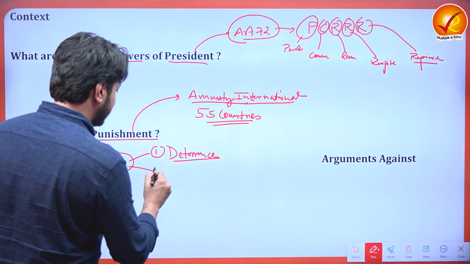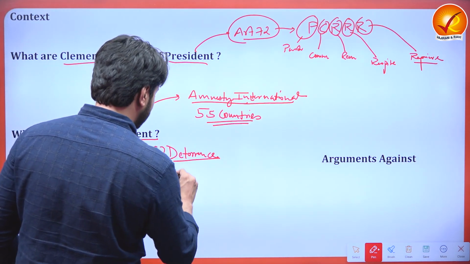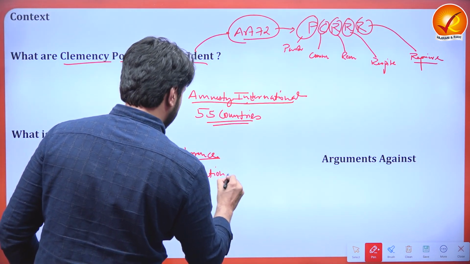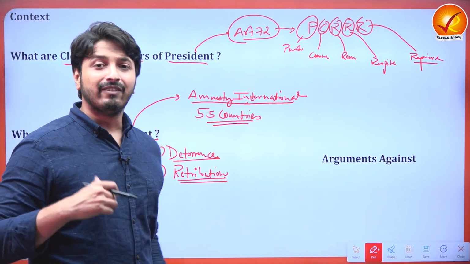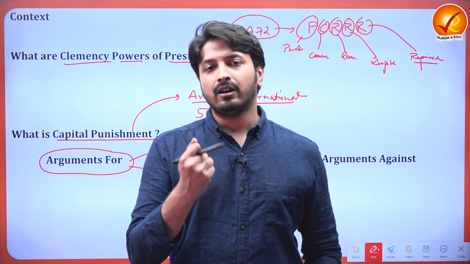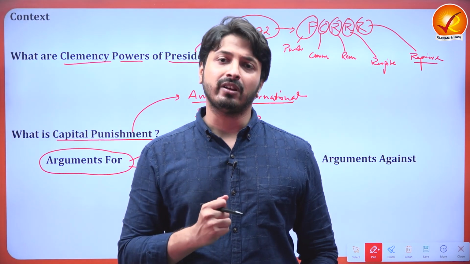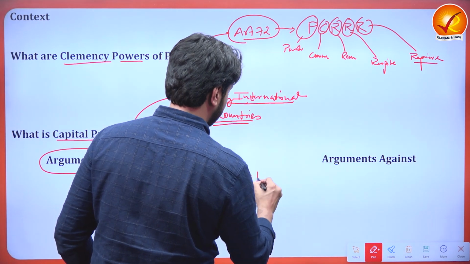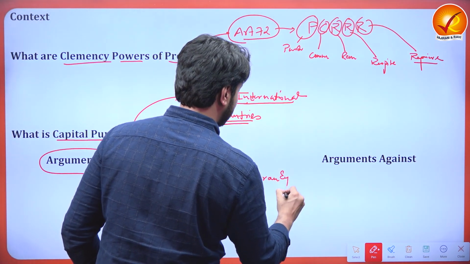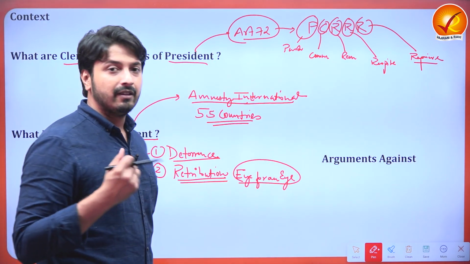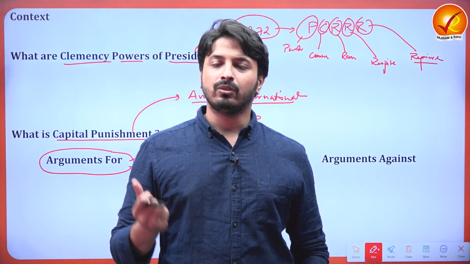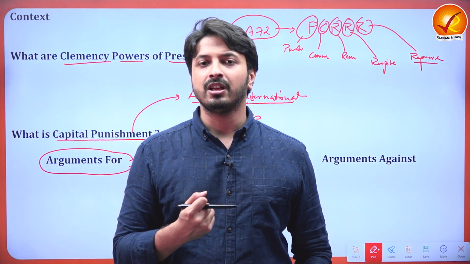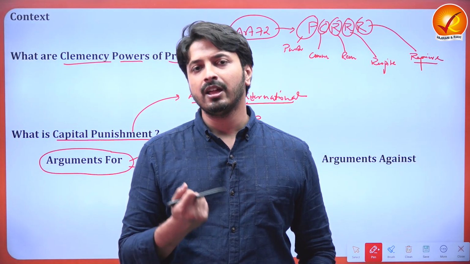The second important argument is retributive justice, or retribution, which means that ultimately it will lead to avenging the particular crime which has been committed on a victim. This is based on the philosophy of an eye for an eye, so that it will lead to closure of the vengeance a victim holds in their heart. When the convicted person is no more, it might assuage the vengeance a person is holding in their heart.